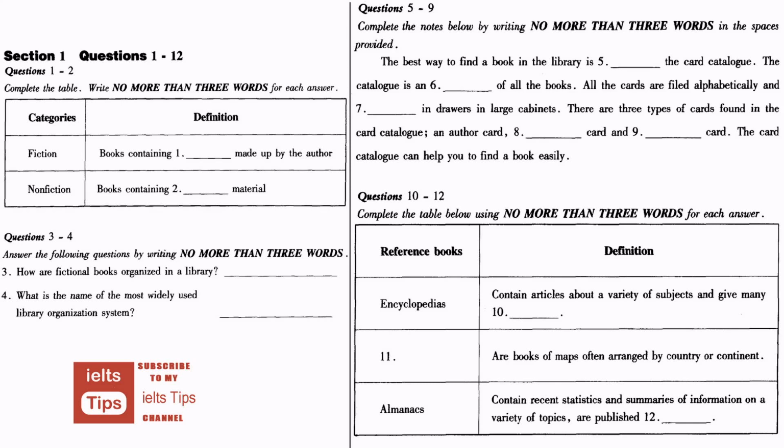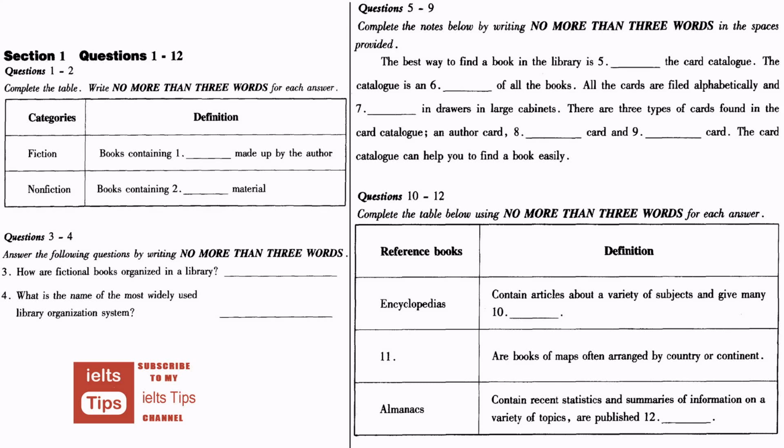Almanacs are also a type of reference book. An almanac is a book that contains recent statistics and summaries of information on a wide variety of topics. It is published annually. Information is listed alphabetically by subject.